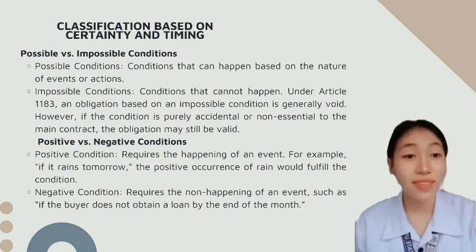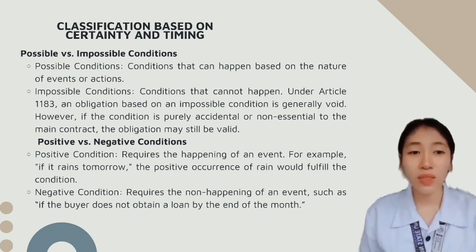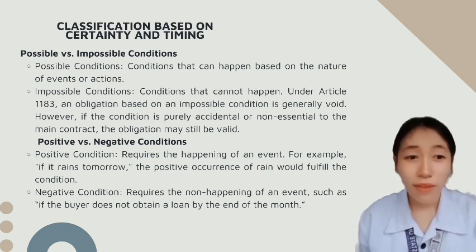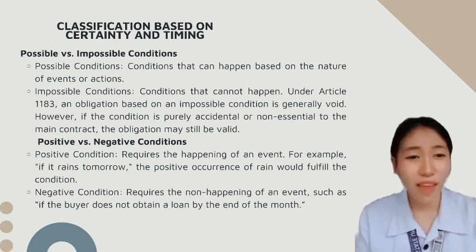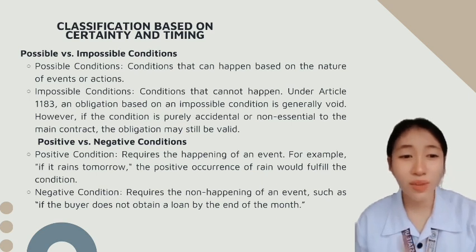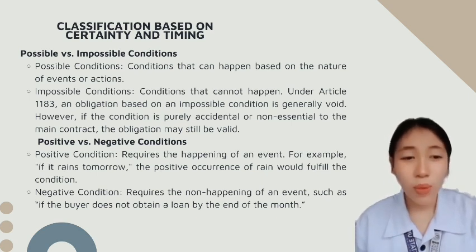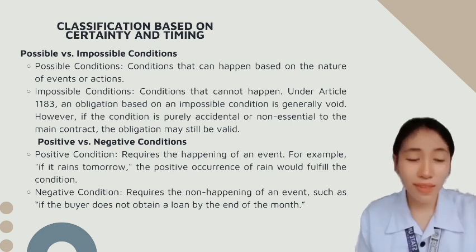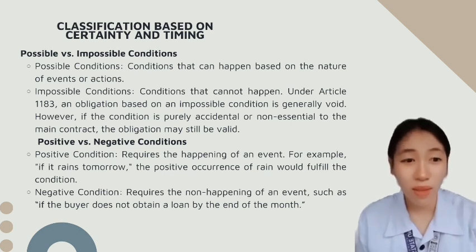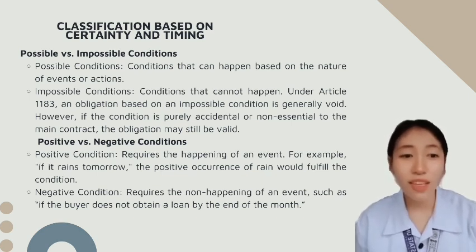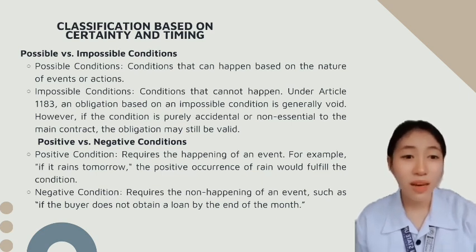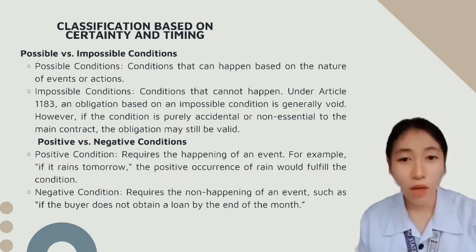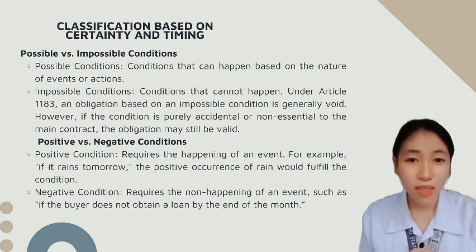So this condition is negative because it depends on an event not happening, which is failing the subject. If Lisa fails any one subject, the condition is broken, and she won't receive the car. So the difference is that the positive condition focuses on something happening, while the negative condition focuses on something not happening. So that was my example of the negative and positive condition.